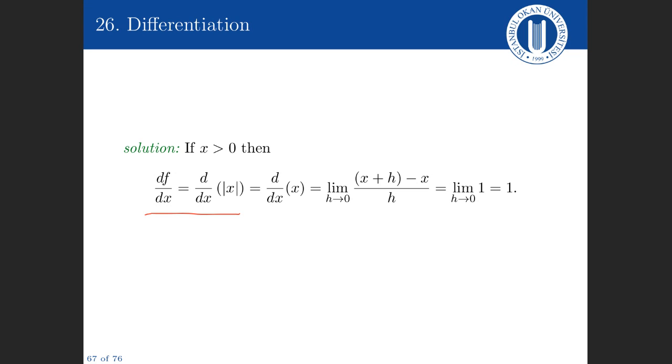We're trying to calculate the derivative of the absolute value of x if x is a positive number. If x is a positive number, the absolute value of x is just the same as x. So we're calculating the limit as h tends to 0 of (x plus h minus x) divided by h. Simplify this, x minus x cancels, and then h divided by h cancels. We have the limit of 1, and the limit of a number, of course, is just a number, so it is equal to 1.